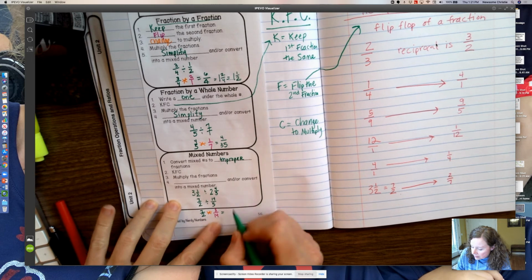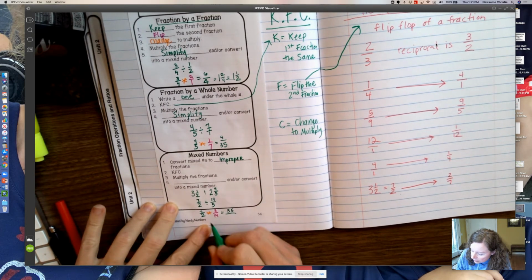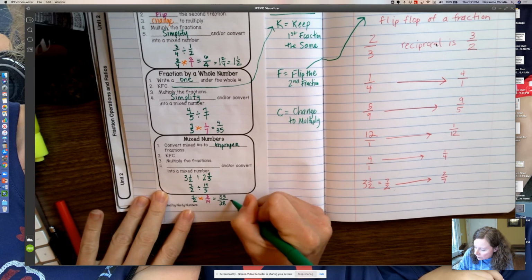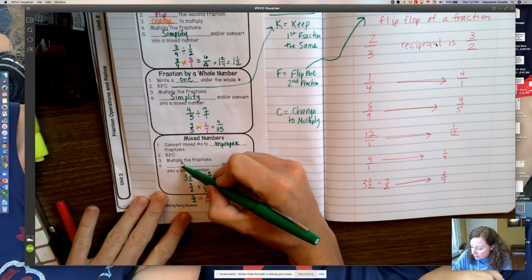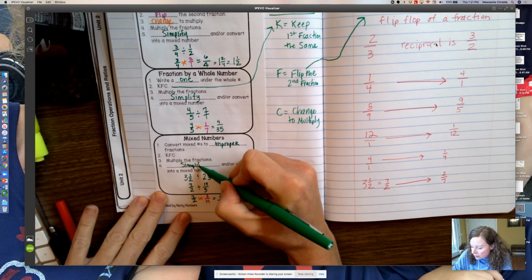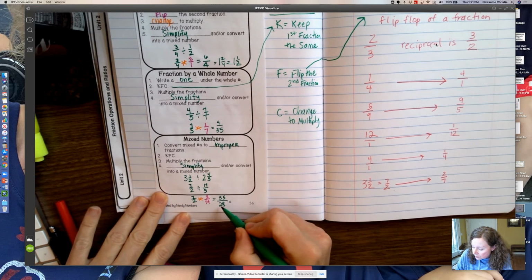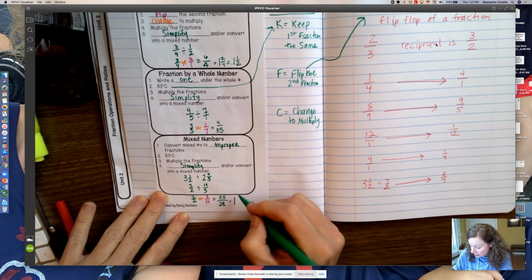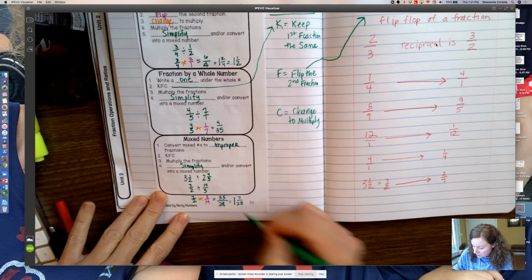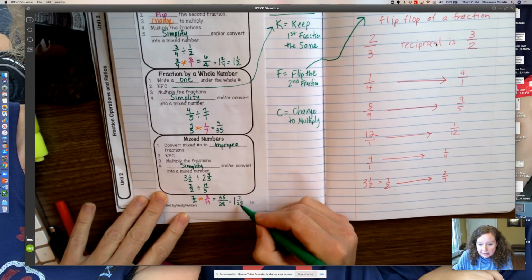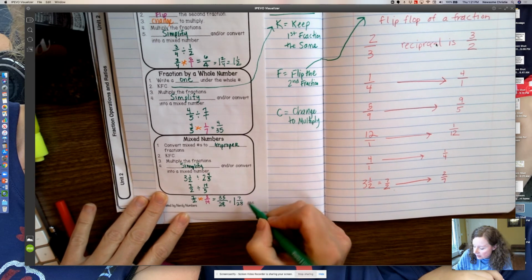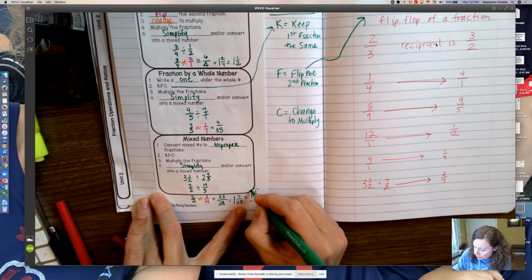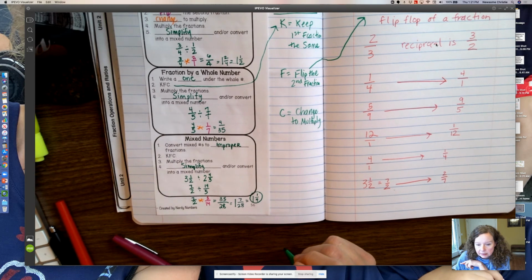So 7 times 5 is 35. 2 times 14 is 28. And then we have to, as always, simplify and convert it back to a mixed number. So 28 will go into 35 once with 7 left over. So 1 7/28. Now 7/28 is not simplified. 7 would divide into both of those. So this is going to be 1 1/4. And that is my final answer.